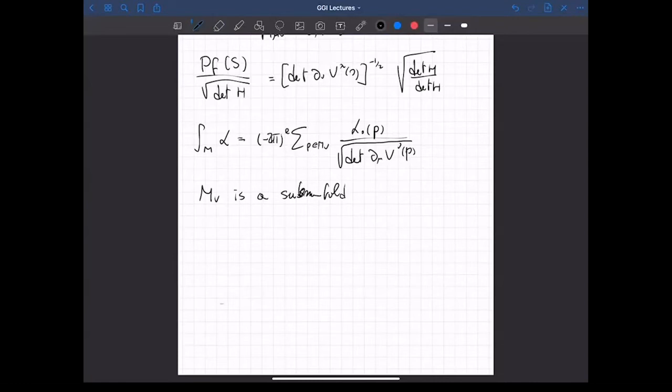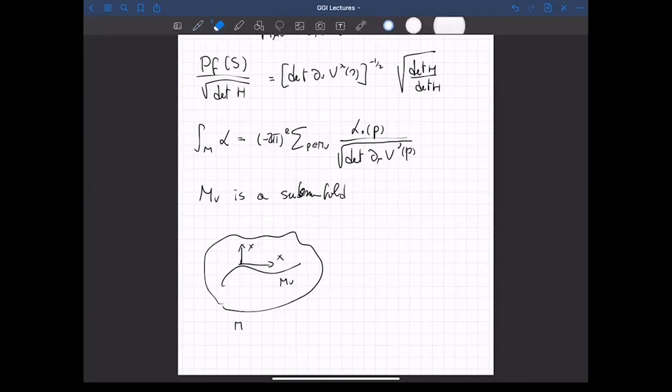I will be very sketchy, so let me draw a cartoon. So this is my manifold M. This line is MV. So what essentially you can do is to split your coordinates into something which points in the normal direction and something that points in the tangent direction. This is x prime, this is x zero. X zero points in the tangent direction to MV. So x zero parameterizes my localization locus, x prime represents the fluctuation around it.